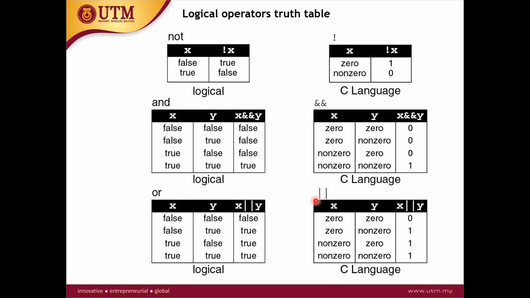In OR, it's going to be written on those two lines. So only when both values, or both inputs, are false, the result is going to be false. Otherwise, in all the other cases, the results are going to be true, like this one. If you've got two zero values, the OR of them is going to be 0. Otherwise, in all the other cases, the result is going to be 1.